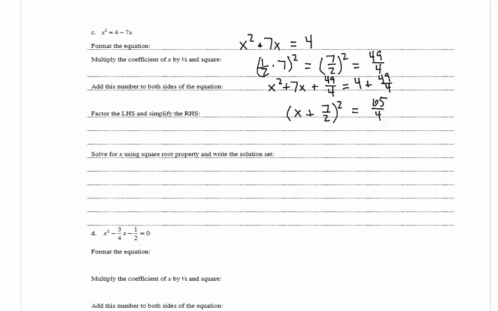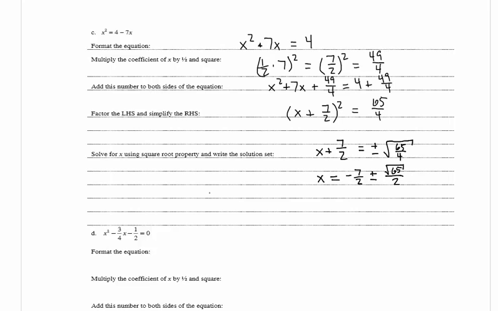And now they want us to solve for x using the square root property and write the solution set. So I'm going to take the square root of both sides. So I have x plus 7/2 is equal to plus and minus the square root of 65 divided by 4. And then I'm going to subtract 7/2 from both sides. So I have x is equal to negative 7/2 plus and minus, and we can write the square root of 65 over 4 as the square root of 65 divided by 2.